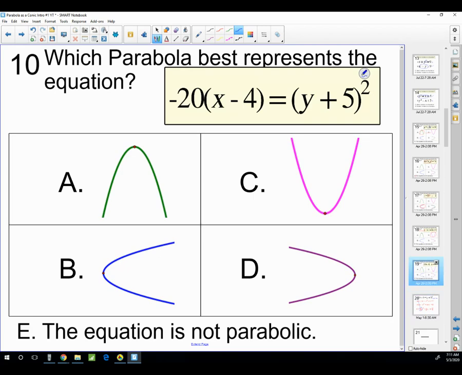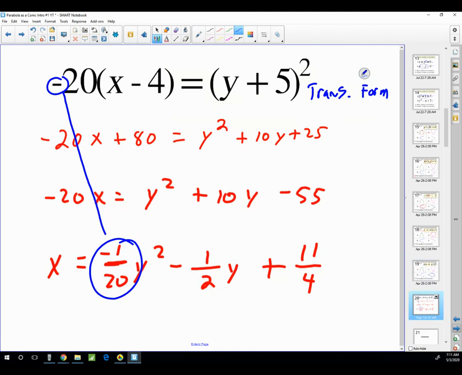So the answer to this was D, because y is squared, so it's not a function, and we have a negative lead coefficient. All right, let's move on.